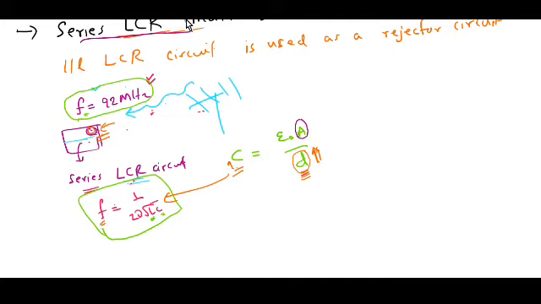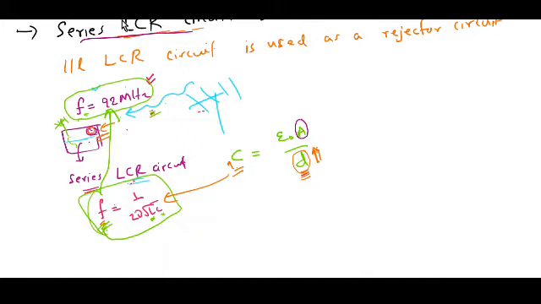When the frequency changes and matches the value of this broadcasting frequency, 92 megahertz in this example, that is, when the frequency of this receiver circuit matches the frequency of this wave, then the current in the LCR circuit becomes maximum, because here the resonance condition is achieved.